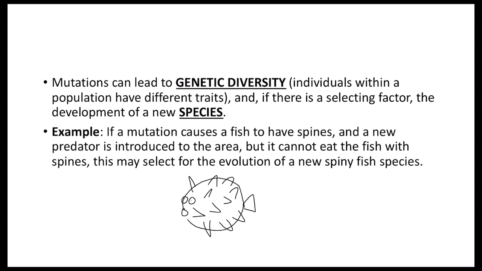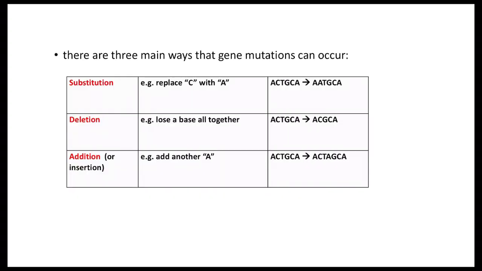So if predators can't eat the spiny fish, then they will be able to breed and pass on that spiny gene, meaning the trait will be selected for and could eventually result in evolution of a whole new population of spiny fish. So there are three main ways that gene mutations can occur.